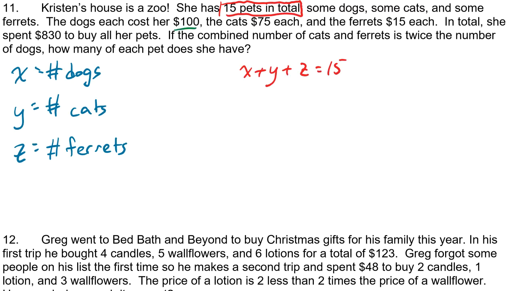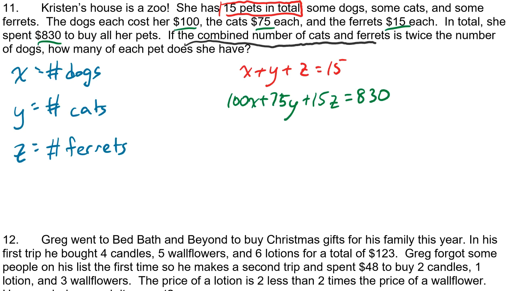Second equation is going to be all of the money. So each dog was 100, so 100x. Each cat was 75, 75y. And then 15z for the ferrets equals the total of $830. Remember, we have 3 variables, so we need 3 equations. We're still missing 1. That's where the last one comes in.